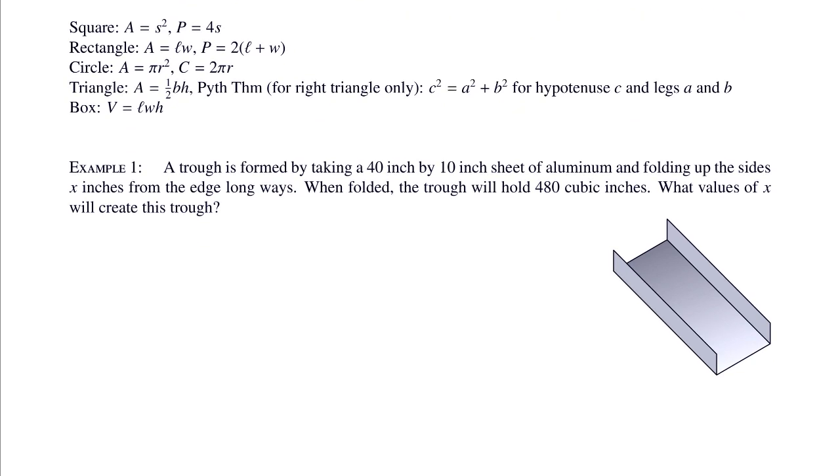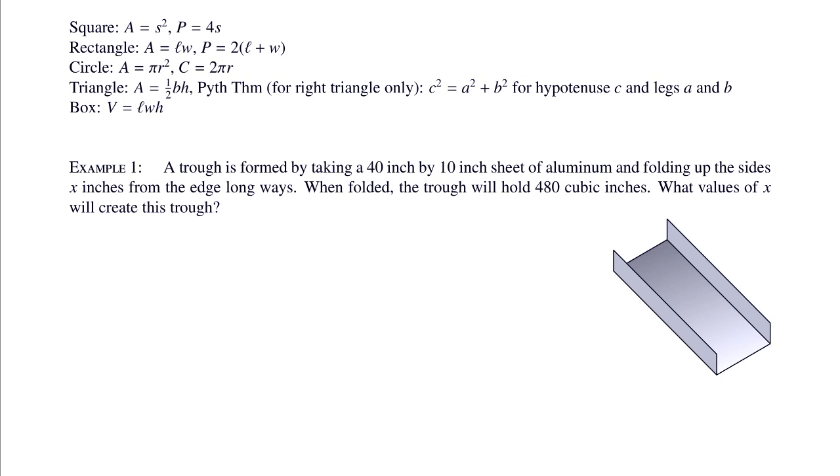Example 1. A trough is formed by taking a 40-inch by 10-inch sheet of aluminum and folding up the sides x inches from the edge longways. When folded, the trough will hold 480 cubic inches. What values of x will create this trough? I have the picture of the completed trough on the right.